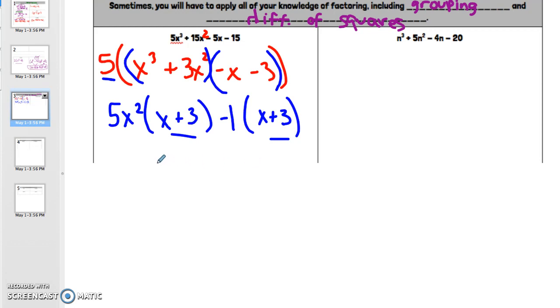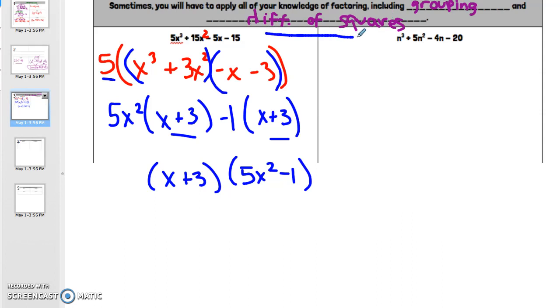So I've got x plus 3. And the second two terms are 5x squared minus 1. You could then redistribute everything and make sure that it's good, and it will be, and you're done. Perfect. I'm now going to have you pause the video and try this one on its own. I will give you a hint before you start. This one's going to involve some difference of squares.